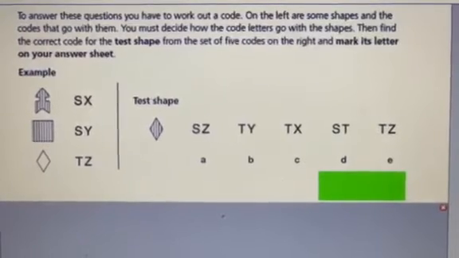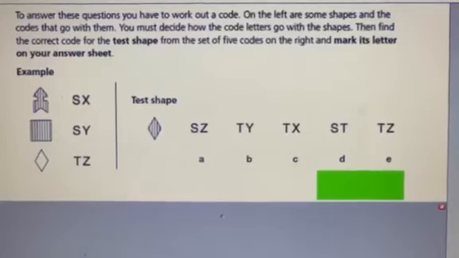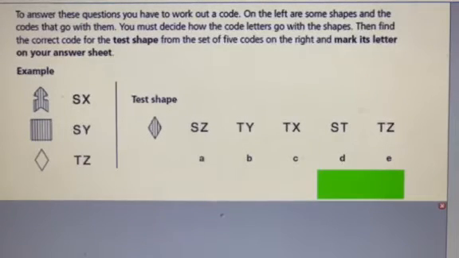Right, next lot. Again, read the question really, really carefully. To answer these questions, you have to work out a code again. On the left are some shapes and the codes that go with them. You must decide how the code letters go with the shapes and then find the correct code for the test shape from the set of 5 codes on the right and mark its letter on your sheet, but we haven't got an answer sheet. Remember, the letters must go with something about the shape.